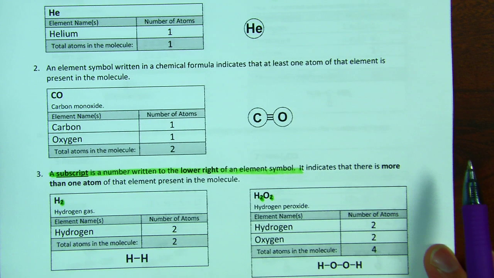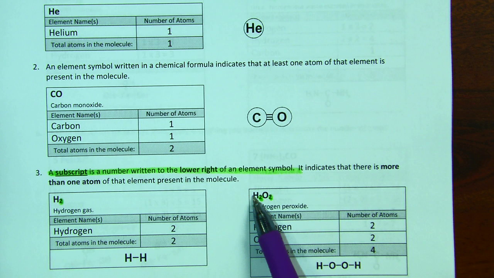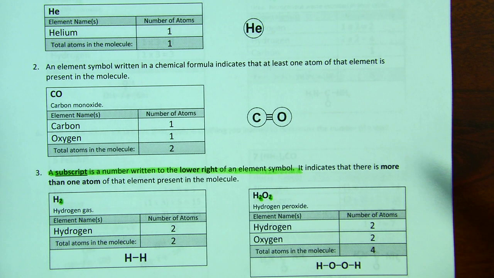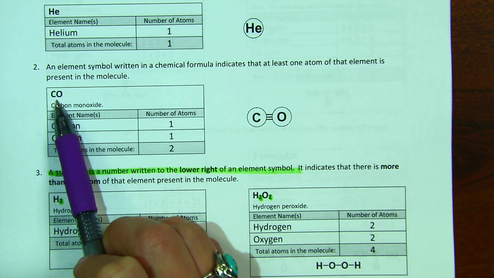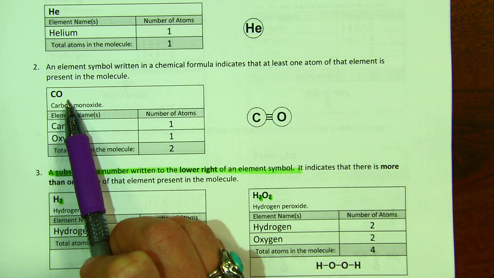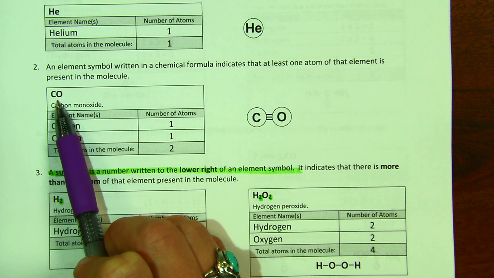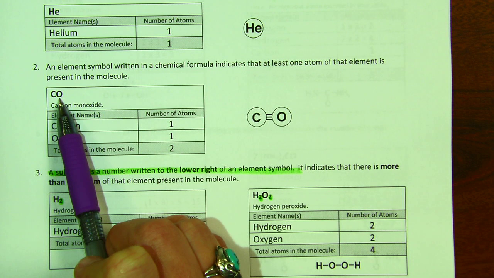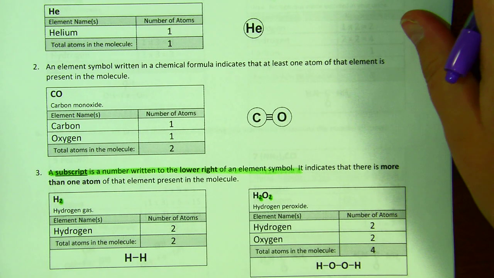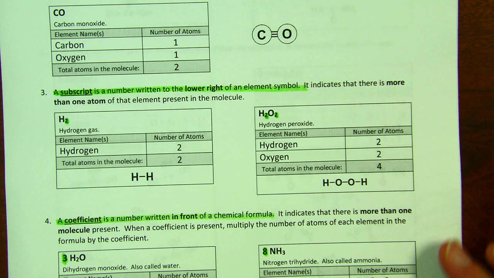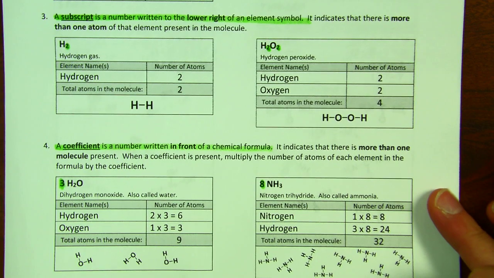Moving across, we have a molecule H2O2. So we have two different subscripts here. That's telling me that I have two hydrogen atoms and two oxygen atoms in this molecule H2O2. Now, like up here, if you don't see a subscript, the one is understood. We don't have to write the ones in. So in here I have one carbon atom, one oxygen atom. The one is understood.